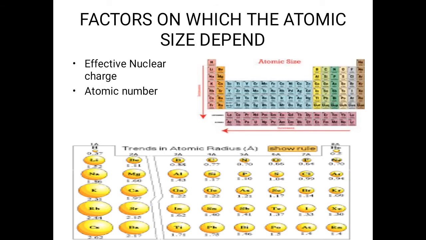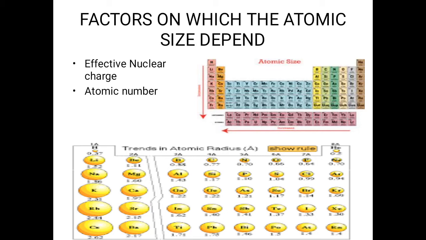So we see how the trend is changing. We have to look at the factors on which the atomic size depends. The first is effective nuclear charge. You know, the nucleus has two particles in it: one proton, which is positively charged, and the second particle, neutron, which is neutral. So the charge on the nucleus is positive, and this positive charge is going to play a very important role in the size of the atom.